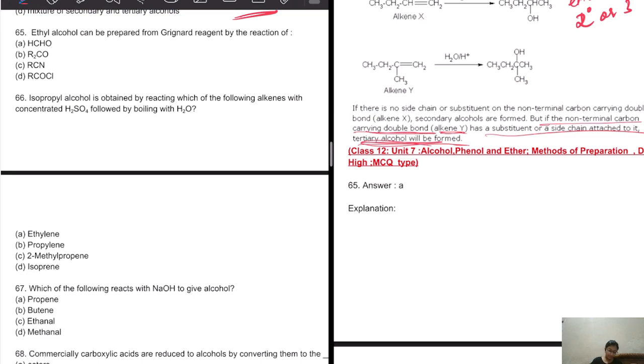Ethyl alcohol can be prepared from Grignard reagent by the reaction of... See, how do we prepare a Grignard reagent? We have any moiety. Ethyl alcohol we have to make. So, for example, we have this. So the Grignard reagent, what is ethyl alcohol? It is C2H5OH. So the Grignard reagent will be RMgBr.